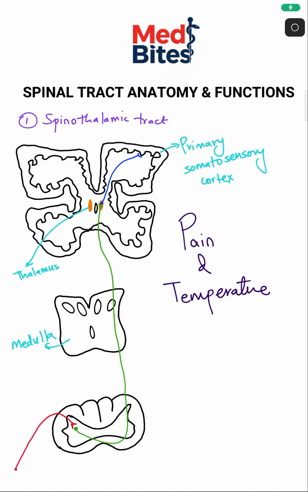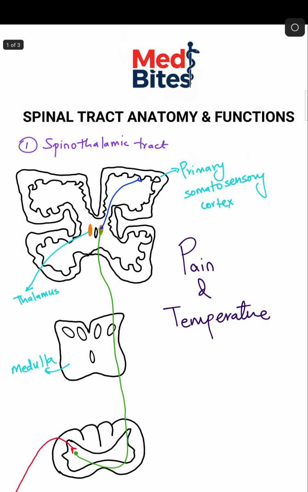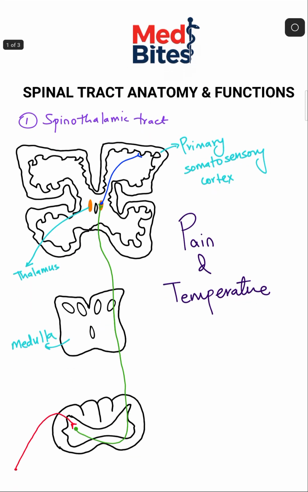If spinal tracts still confuse you, it's because nobody has explained them properly yet. Let's fix that. There's three tracts that you need to know. The first one, spinothalamic tract. What does it do? It's responsible for pain and temperature sensation.